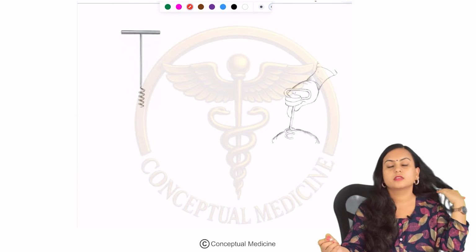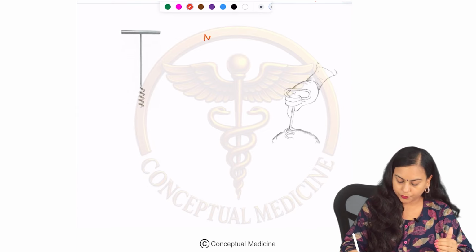And yes, this instrument. What is this instrument? This is a myoma screw, right? So this is a myoma screw.